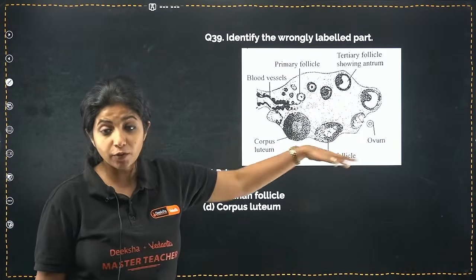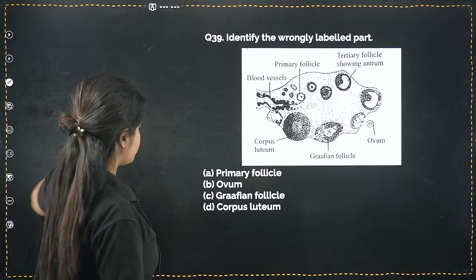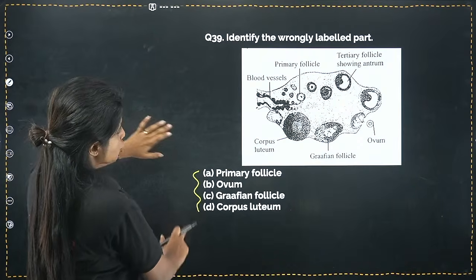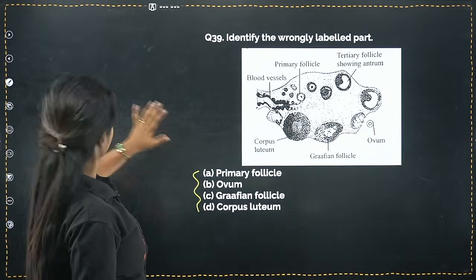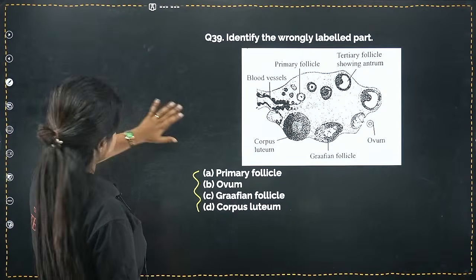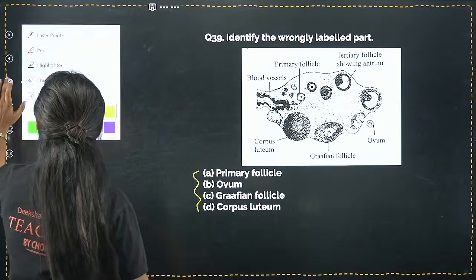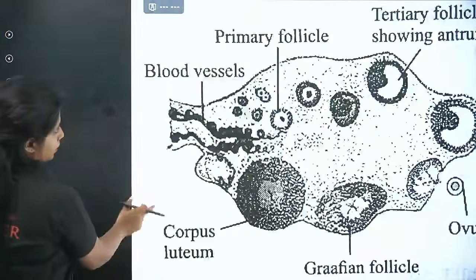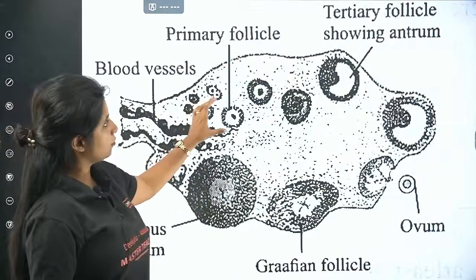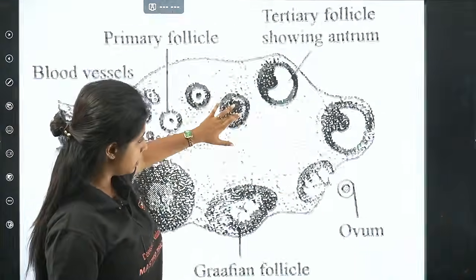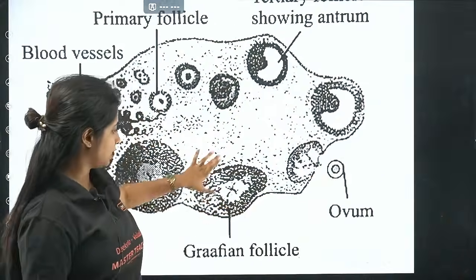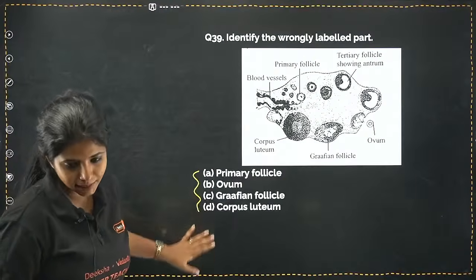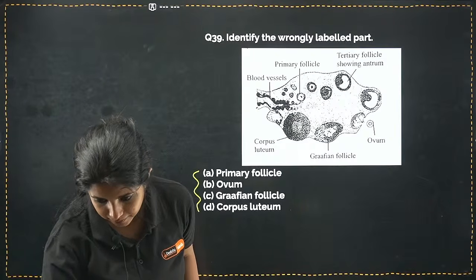Okay, identify the wrongly labeled part. So this is a picture. Now we have to identify the picture. Look at this particular picture carefully, and now you have to tell me which of them is wrongly labeled. So blood vessels, primary follicle, then tertiary follicle, then ovum is being released, then Graafian follicle, then corpus luteum. What do you think is the answer for this particular question?